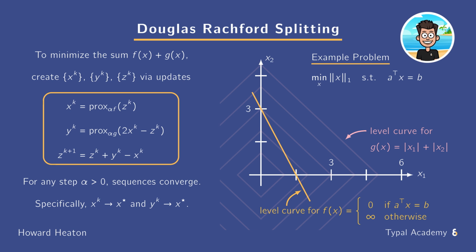Notice the yellow line where the constraint is satisfied, and the pink lines where the level curves of the function g(x) are shown. The minimizer x star is at the point (3/2, 0).